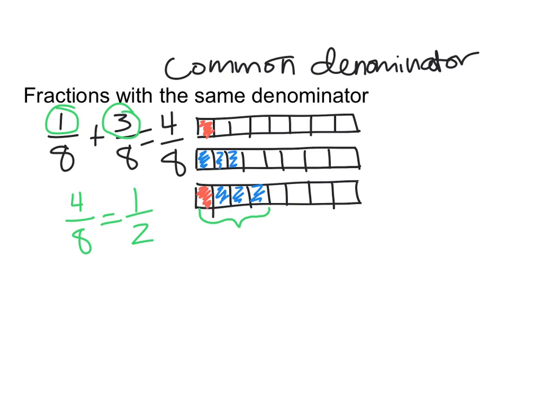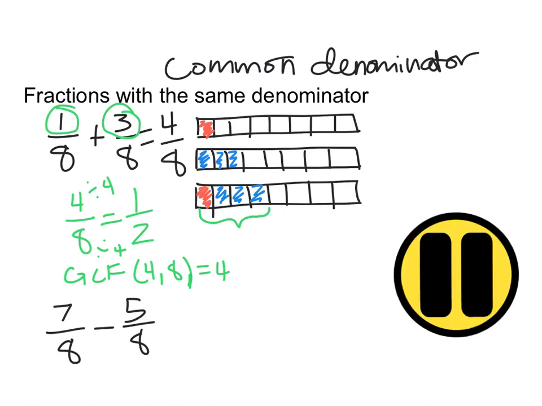Notice this is the same thing as noticing that the greatest common factor, the GCF of 4 and 8, is 4, and then dividing the numerator and the denominator by 4. 4 divided by 4 is 1, 8 divided by 4 is 2. That's our method for simplifying fractions, and we're going to be doing that a lot.